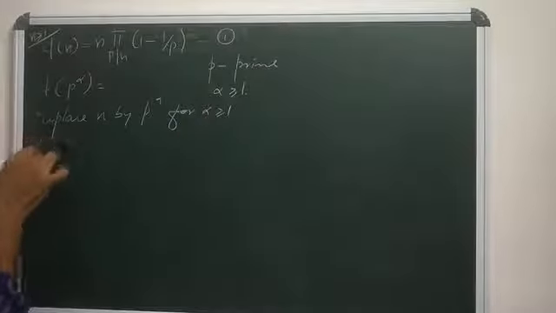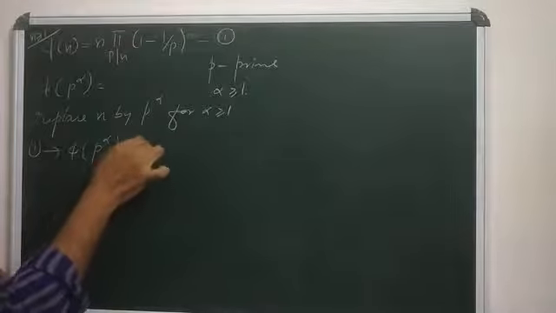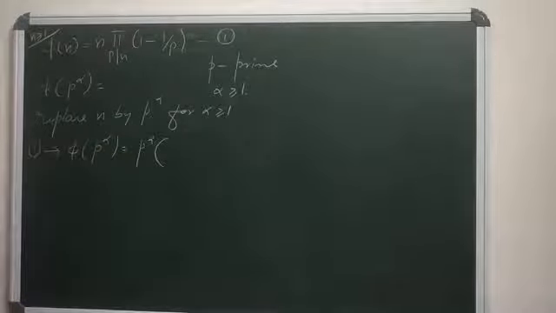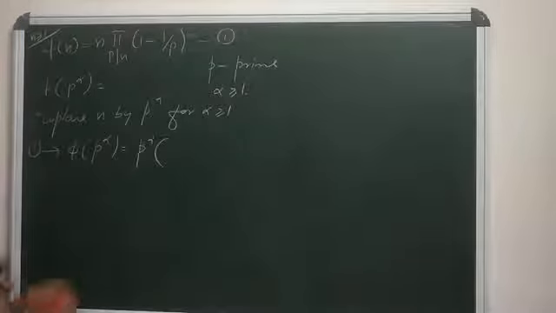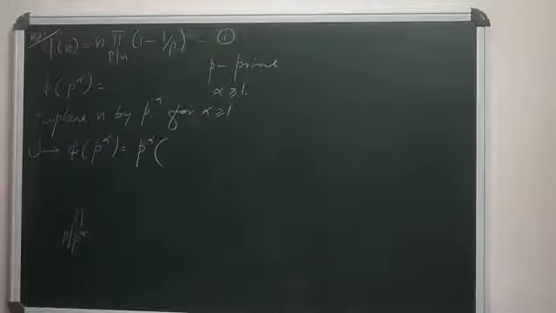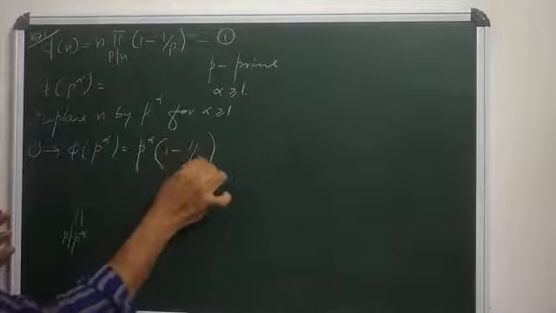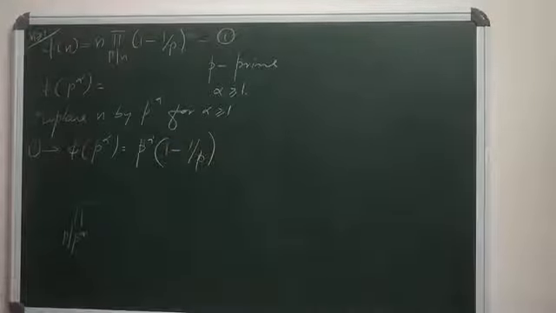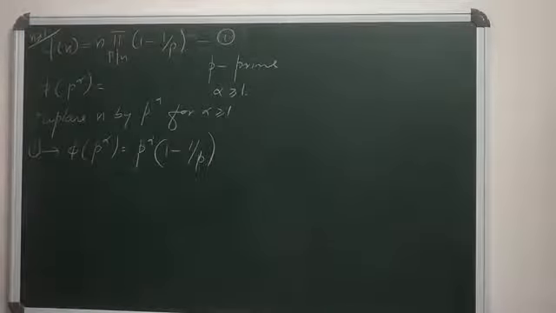So this result 1 gives phi of p power alpha equals p power alpha into the product over p dividing p power alpha. There is only one term. Why? Because p divides p power alpha. So it is 1 into 1 minus 1 by p. Agreed. So phi of p power alpha equals p power alpha into 1 minus 1 by p.